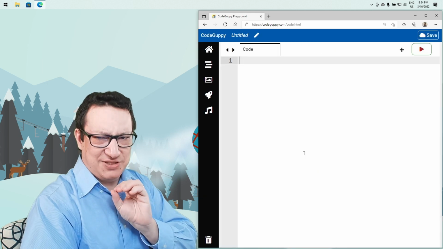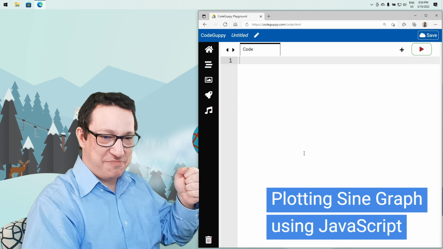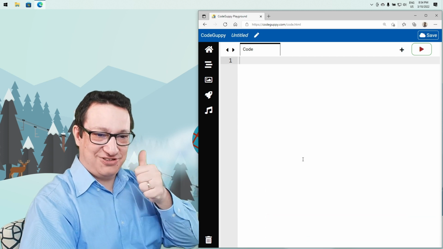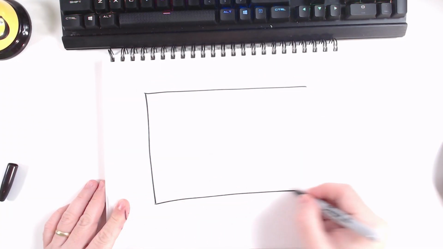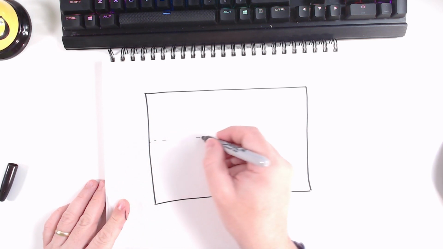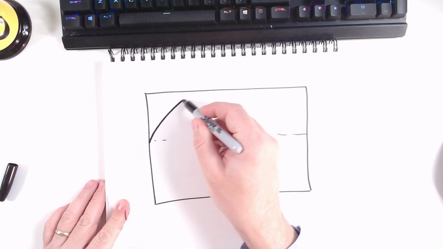Let's do a serious one, right? We are in the math class. Let's plot. I'm thinking now plotting the sine function, right? Sine function. We have the canvas, and starting somewhere in the middle of the canvas, we want to do the sine function.